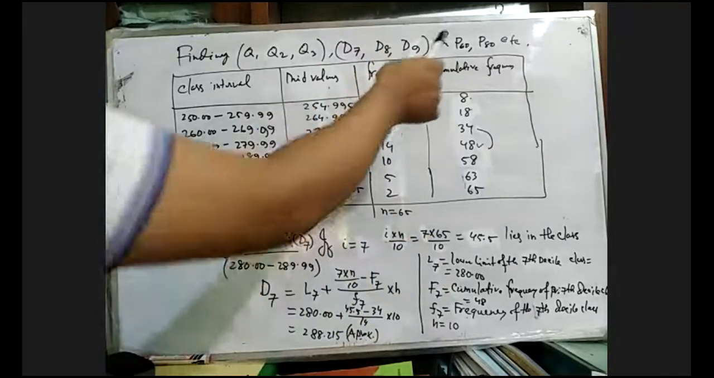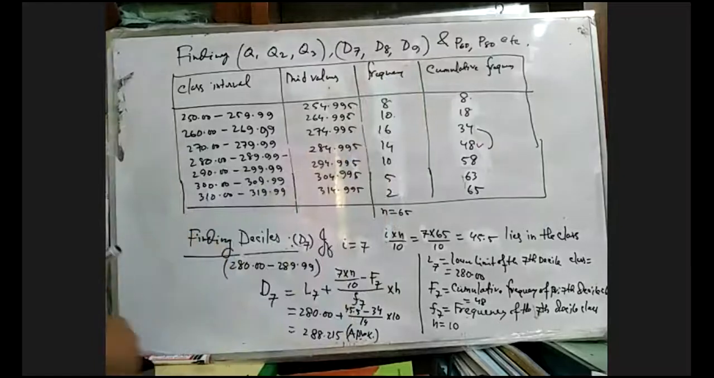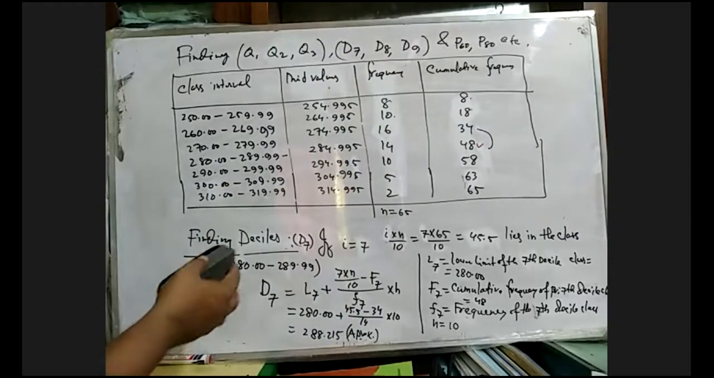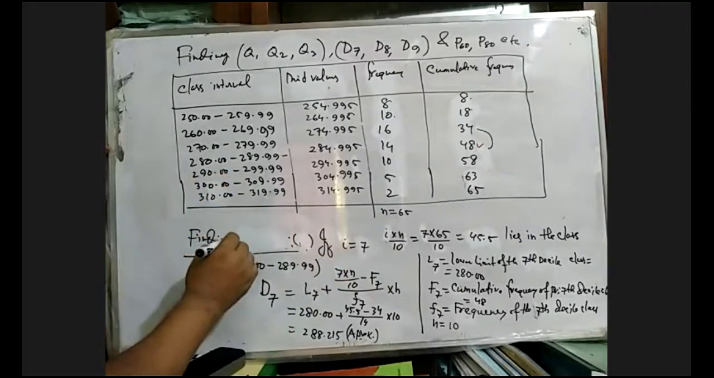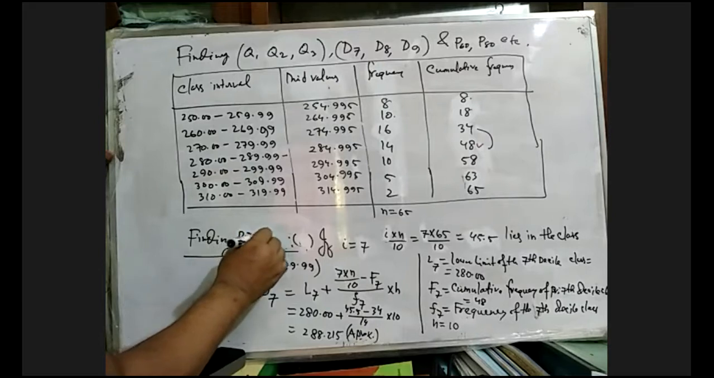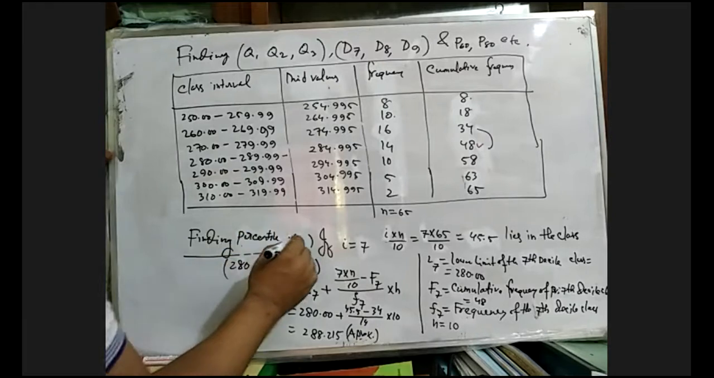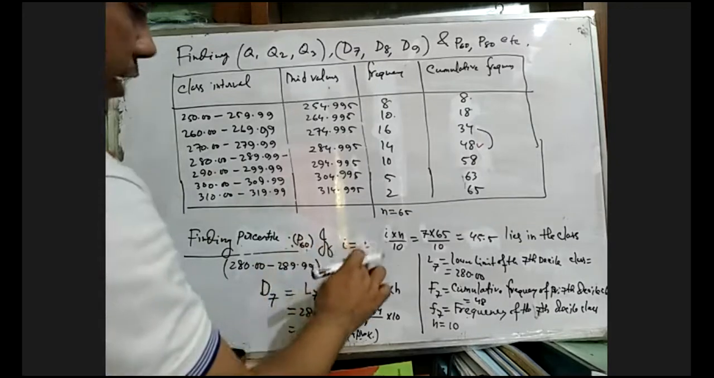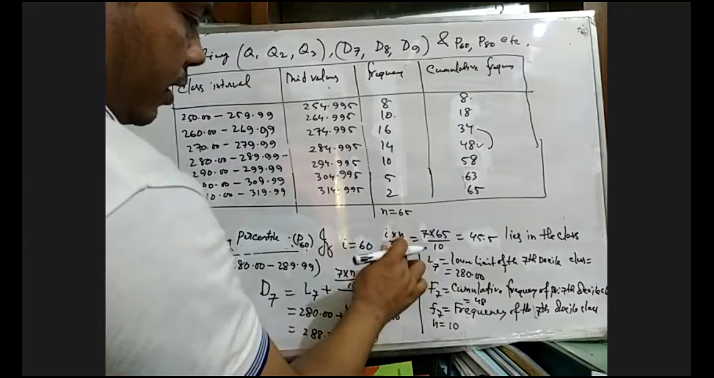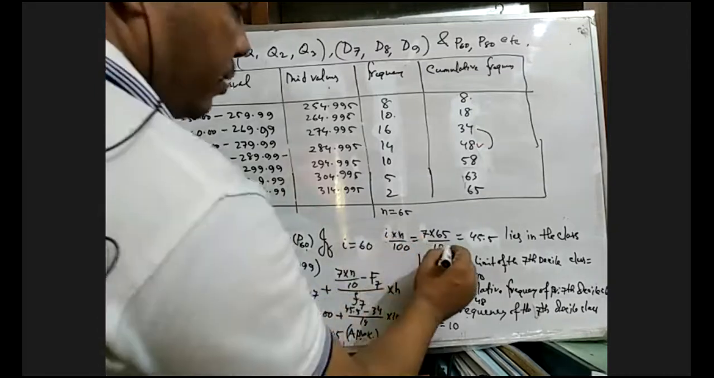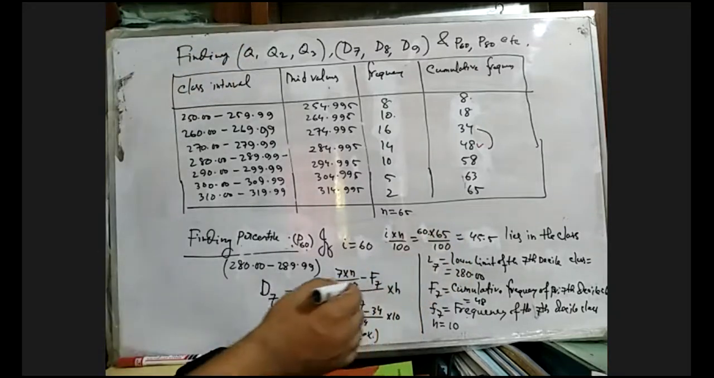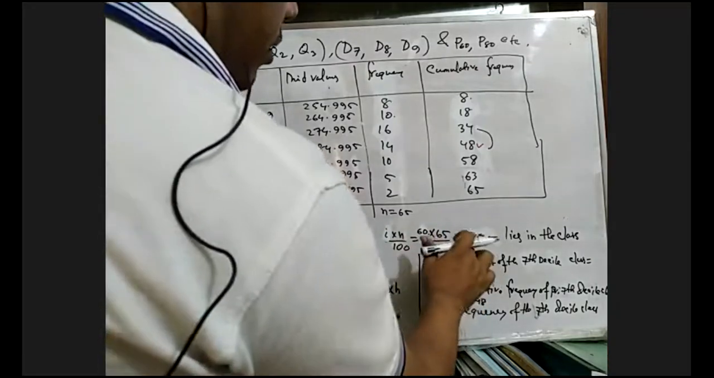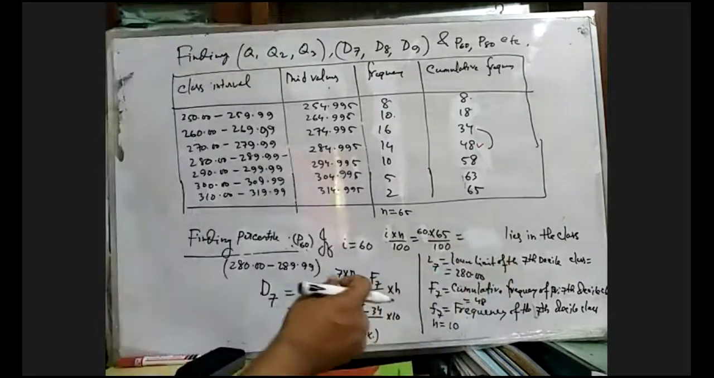Now how do we find a percentile? Suppose we are finding P60, the 60th percentile. So i equals 60, and this is divided by 100. Remember it. So i equals 60. Now calculate: 60 multiplied by 65 divided by 100.